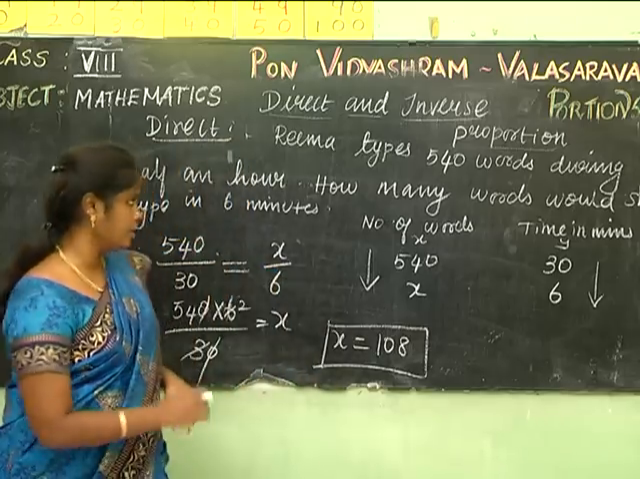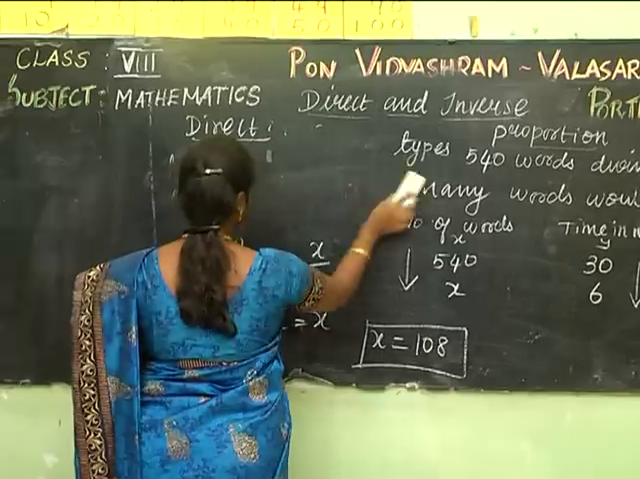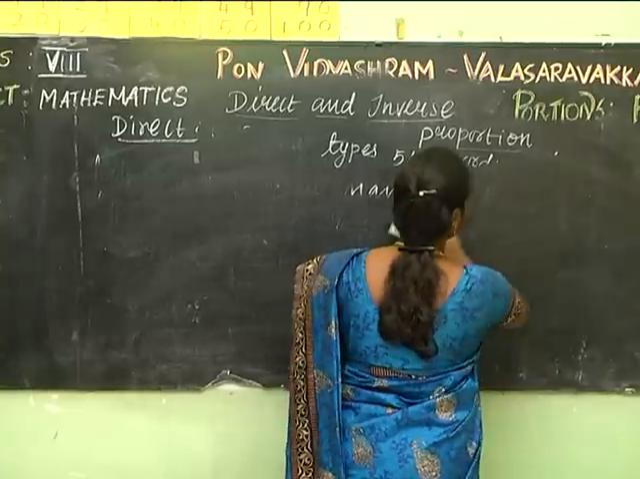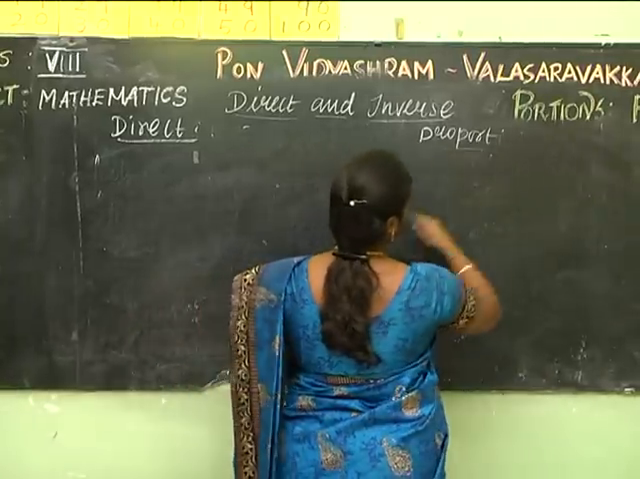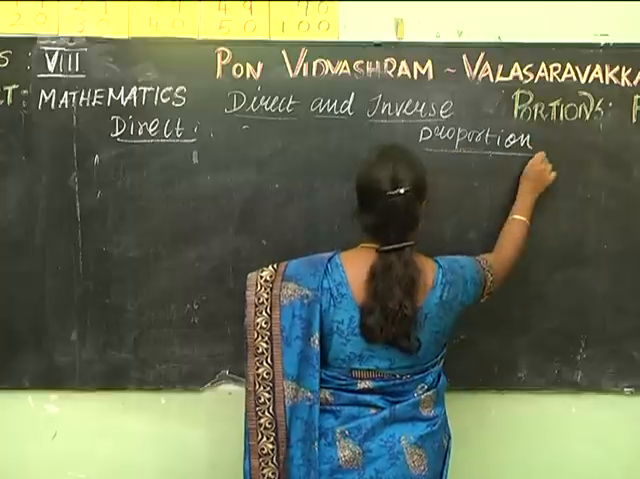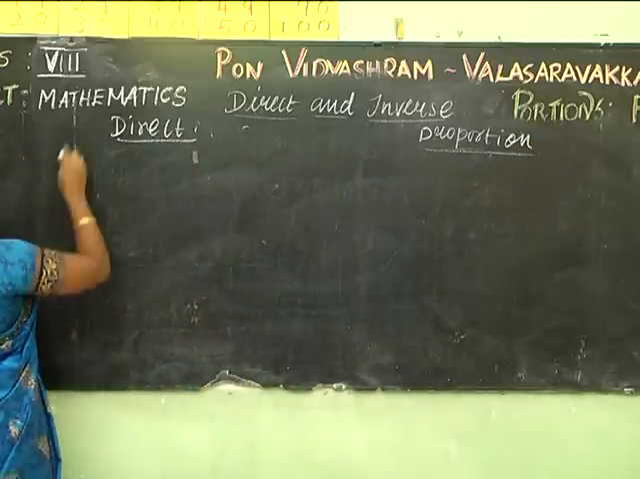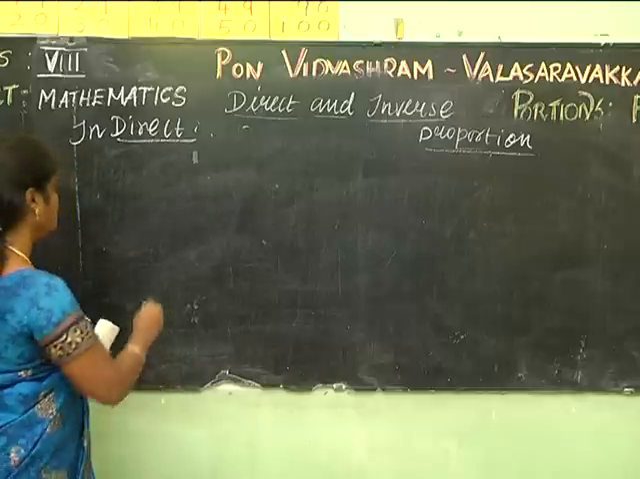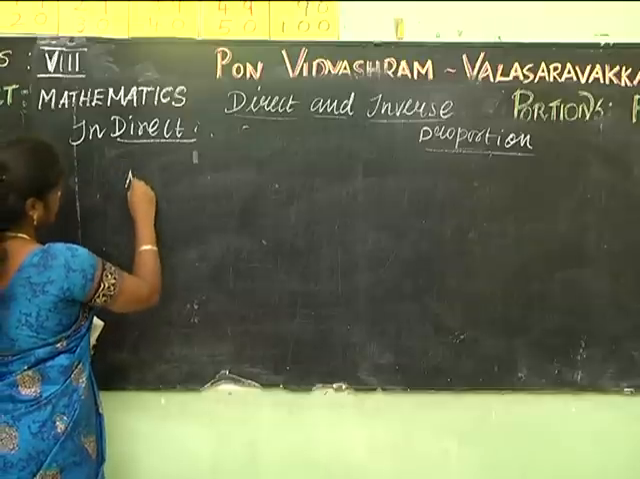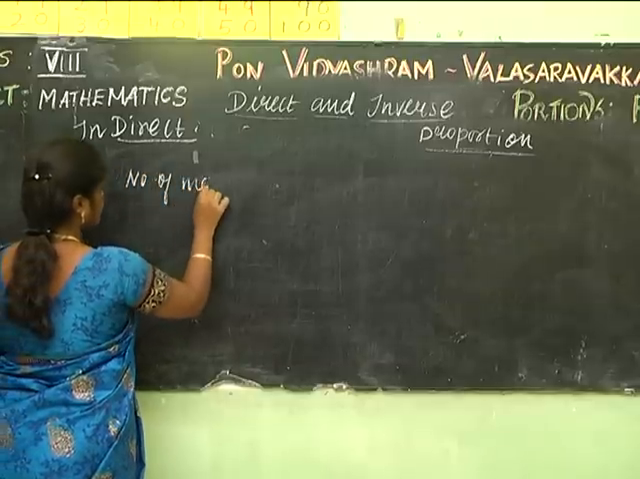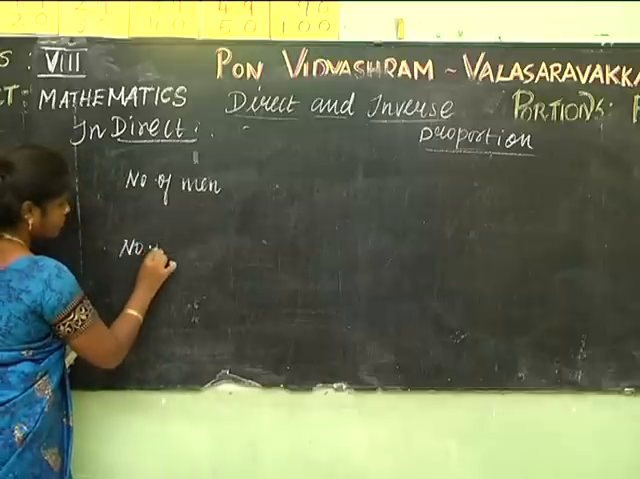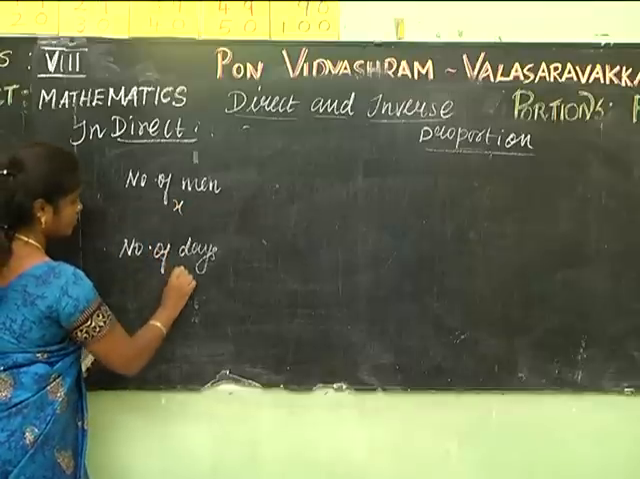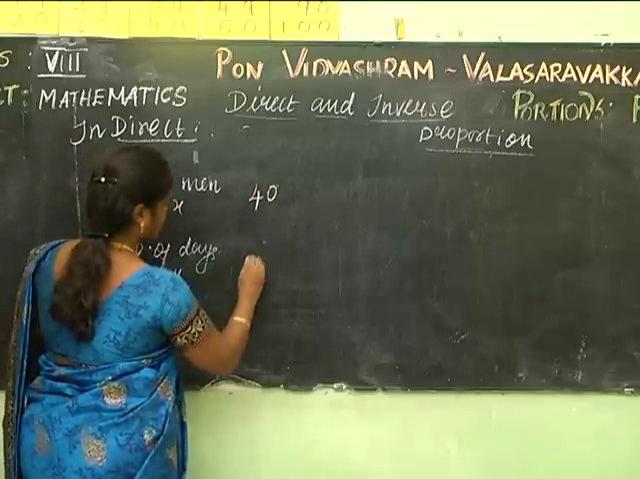We'll move on to indirect variation. So the constant for the direct variation is x by y. Now we'll move on to the indirect variation. So let us start with the example. Men, one day.